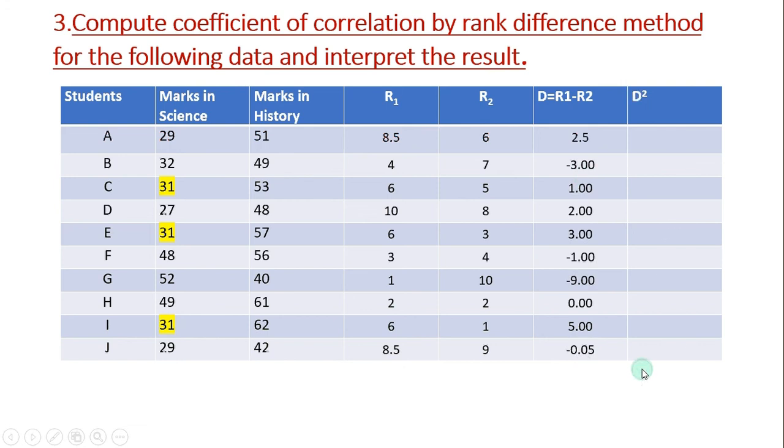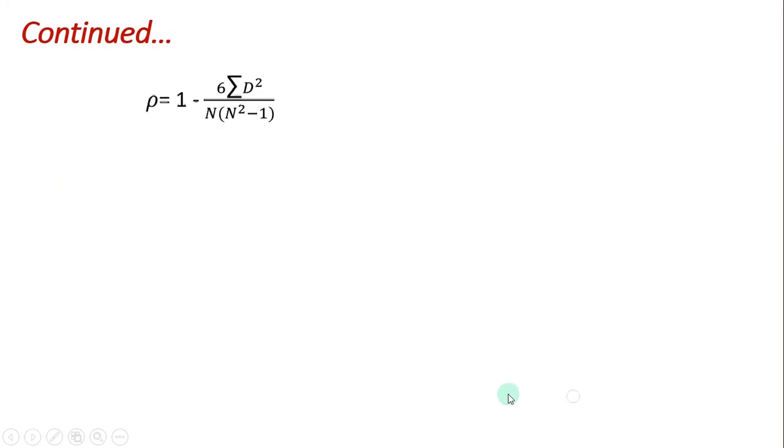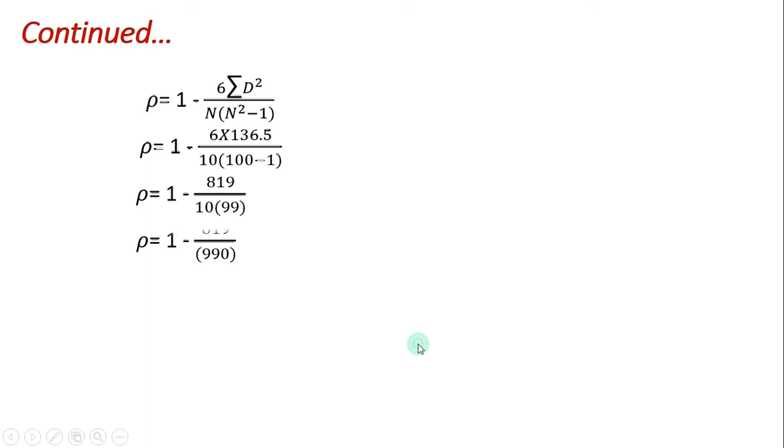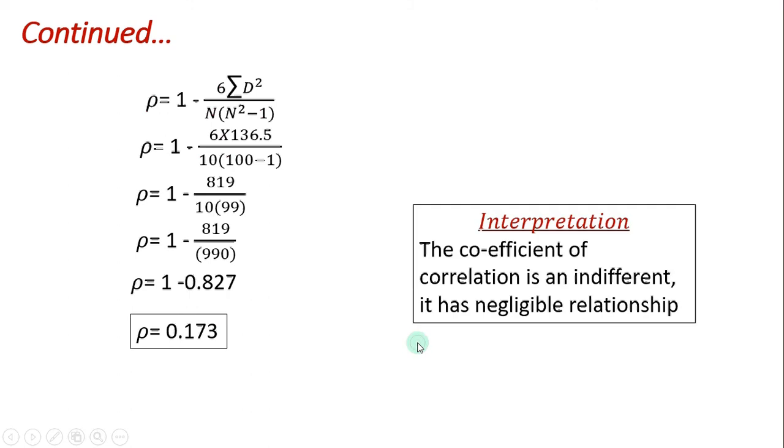D square, you will square it, add all the squares. So you will get summation d square equals 136.5. Now rho is equal to 1 minus 6 summation d square by n into n square minus 1. Substitute the values in the formula and you will get 1 minus 0.827, so rho is equal to 0.173. Okay. Now what is the interpretation? Here it is 0.17. So the coefficient of correlation is indifferent, it has a negligible relationship.